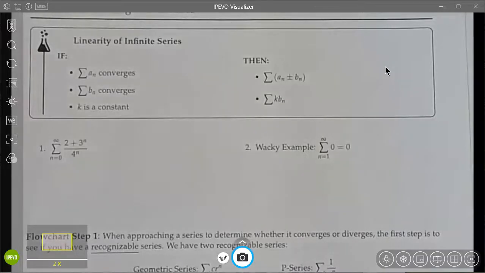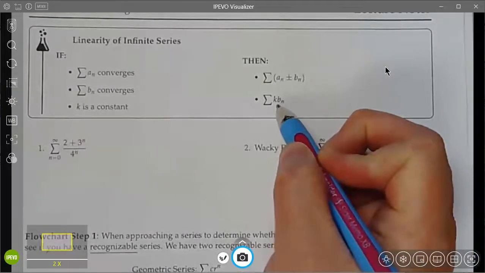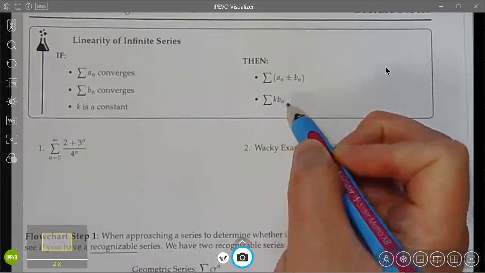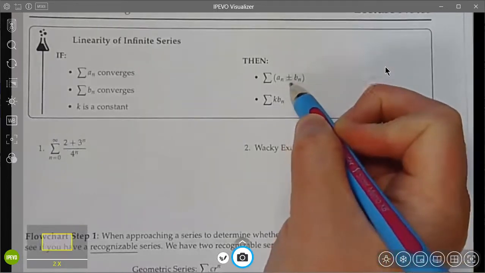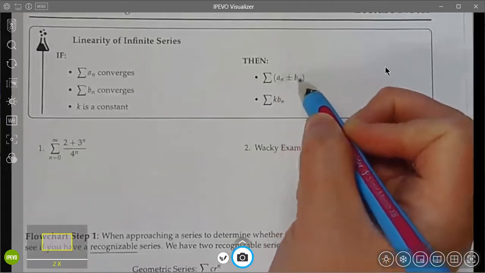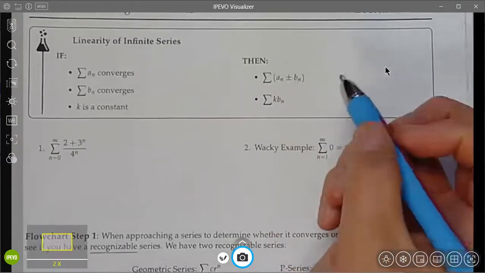The linearity property of infinite series is interested in looking at what happens if I multiply a constant times my series. Will that affect the convergence? And what about if I have a sub n plus or minus b sub n as a series? So in other words, I have a series that has two terms with n being added and subtracted. Is there something different going on with the convergence there?